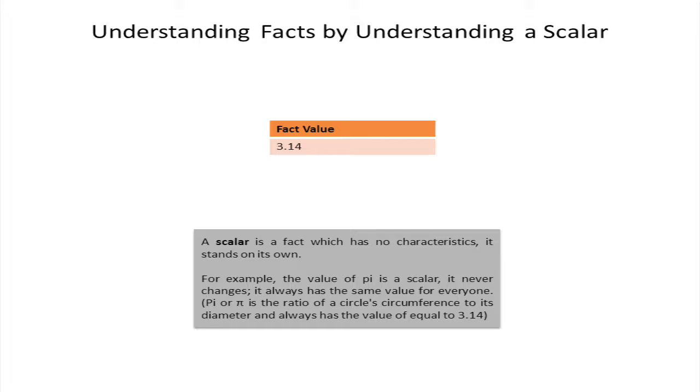The best way to understand a fact is to understand the notion of a scalar. A scalar is a fact which has no characteristics. It stands on its own. For example, the value of pi is a scalar. It never changes. It always has the same value for everyone, everywhere. Pi is the ratio of the circumference of a circle to its diameter, 3.14.